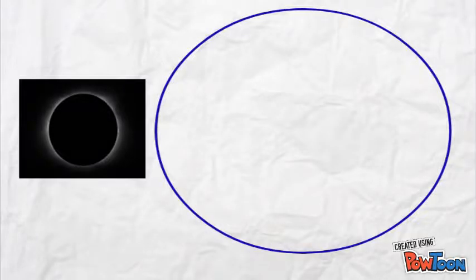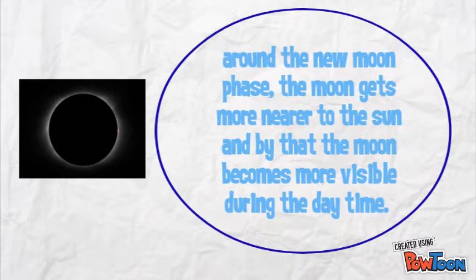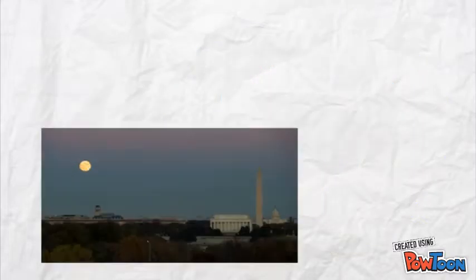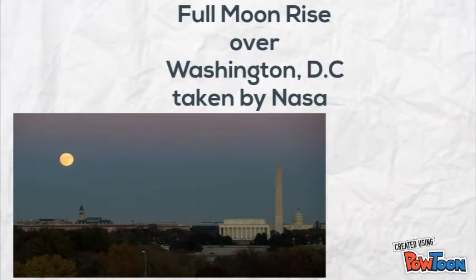This picture is a phase of a moon. The phase called the new moon. The new moon gets more nearer to the sun, and by that the moon becomes more visible during the daytime. And here you can see the picture of the full moon rising over Washington DC in the early morning.